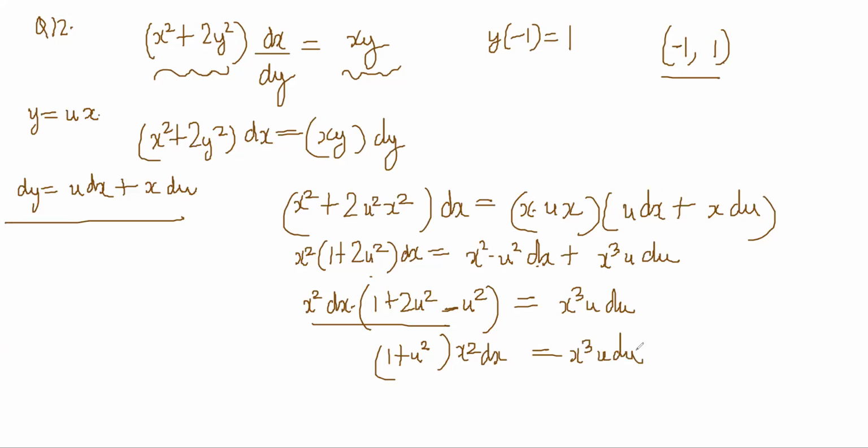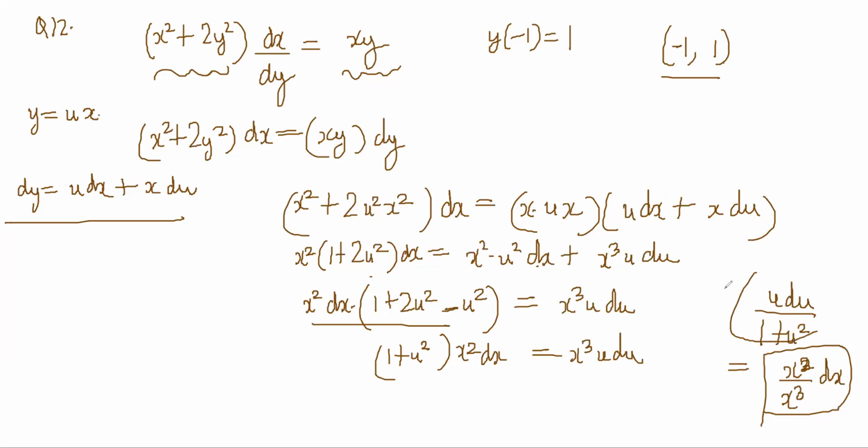Now it is variable separable, and now you can do it. It becomes u du by 1 plus u square is equal to x square by x cube dx. So 1 by x, this is integrable, this is integrable. So this is log of 1 plus u square.